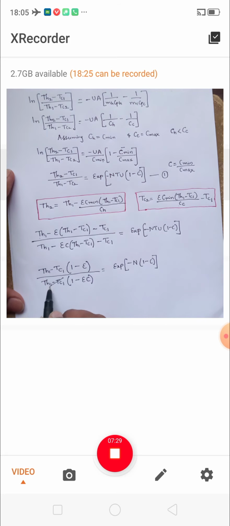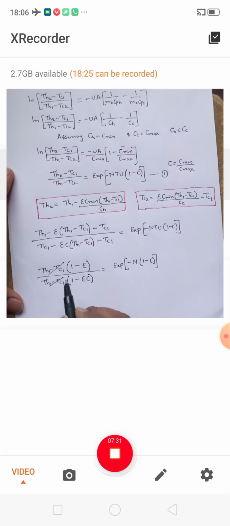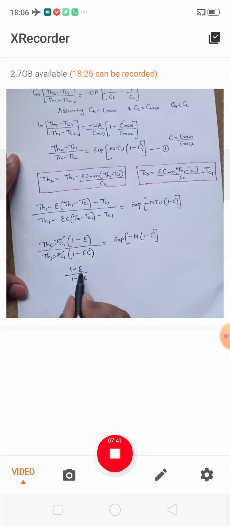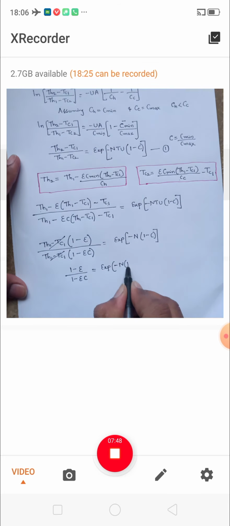So here also, TH1 minus TC1 gets cancelled. So my final expression will be (1 minus epsilon) divided by (1 minus epsilon into C). Epsilon is nothing but the effectiveness of the heat exchanger. This will be equal to exponential of minus N in the bracket (1 minus C).